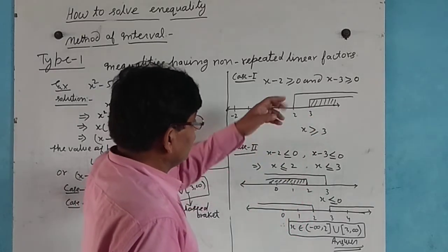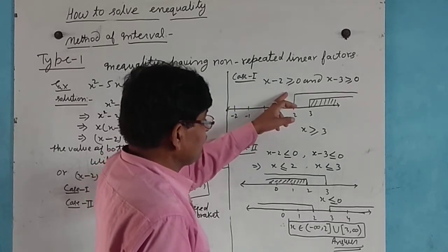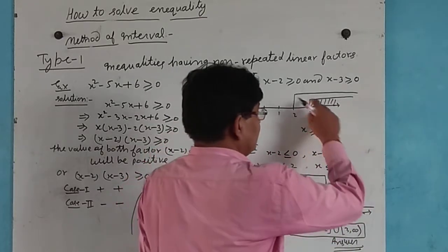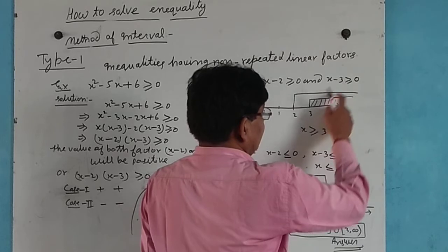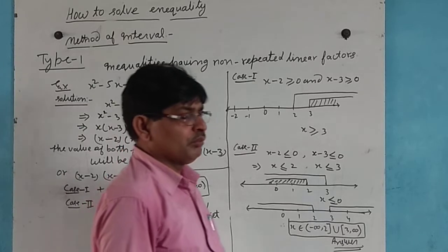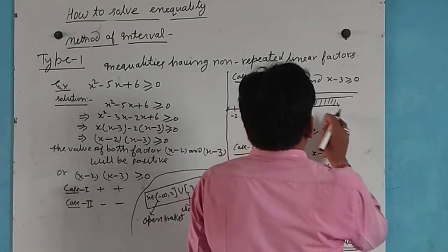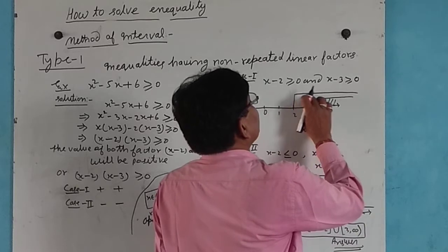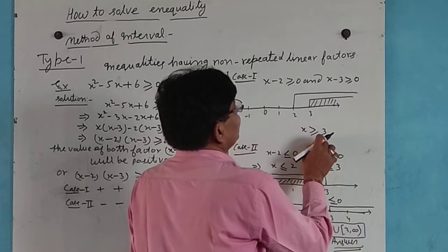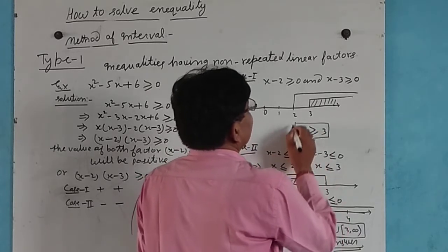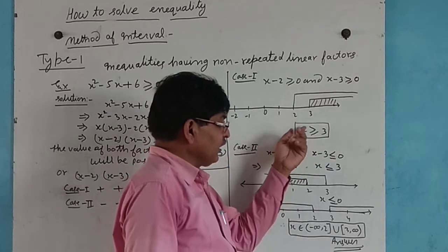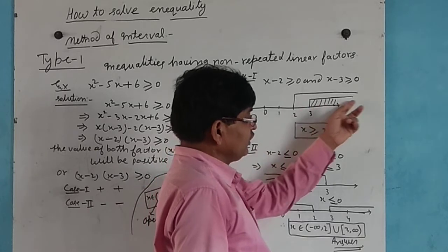Now x greater than 2 means that our inequality moves in this direction, and x greater than 3 is in this direction. In this case, we take the intersection, and the common intersection portion is this, so x is greater than or equal to 3. If x is greater than or equal to 3, these portions.